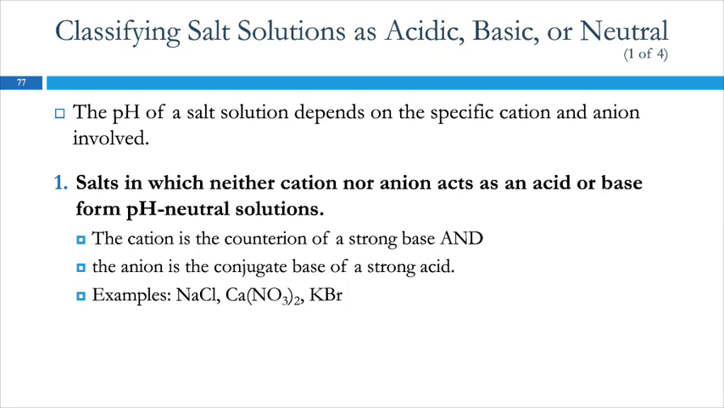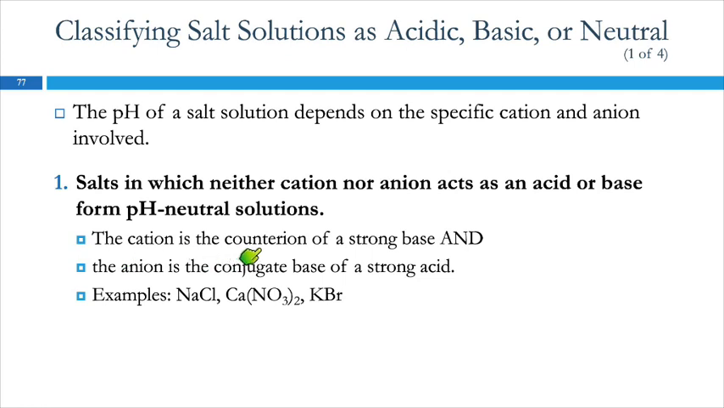Okay, so we've looked at cations and anions separately. Now we're going to look at salt solutions. So we're going to have to look at the anion and the cation in the salt. The pH will depend on the specific cation and anion involved, so there are different combinations possible. You can have a salt where neither the cation nor the anion acts as an acid or a base, right? So these are going to be pH neutral.